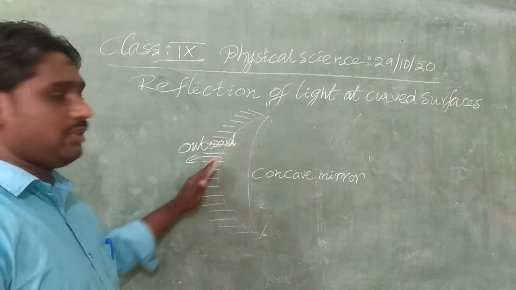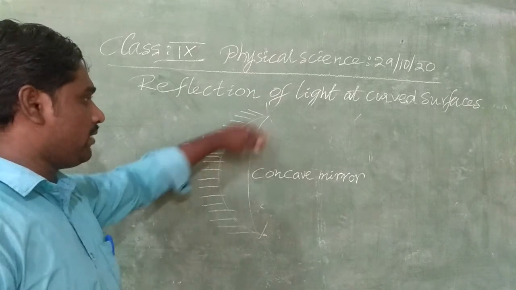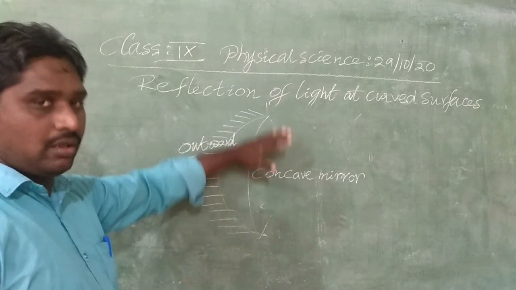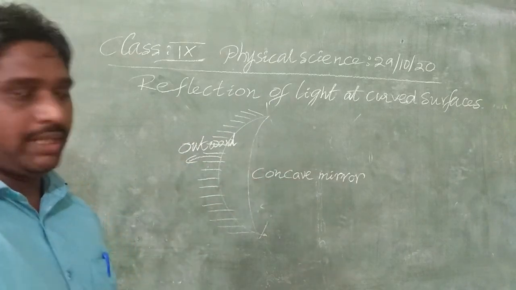So the bulged surface is coated with paint. What happens? The inward surface acts as a reflecting surface. This is called a concave mirror.